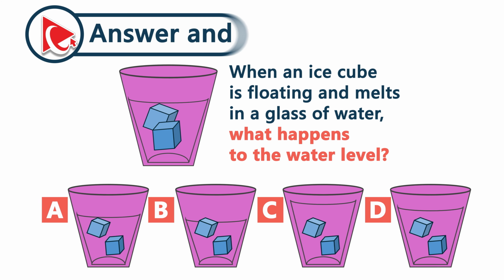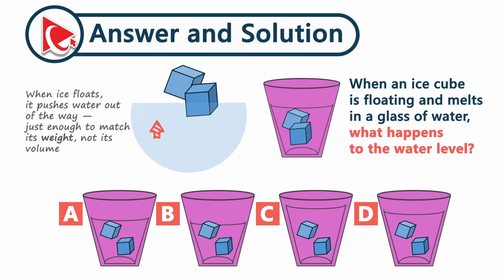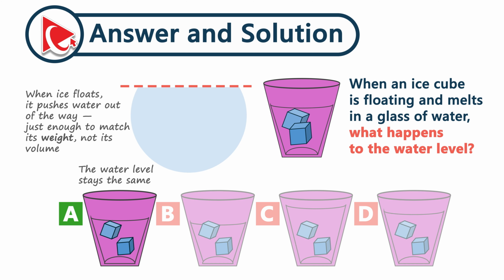Have you ever wondered why your glass doesn't overflow when ice melts? Let's break it down. When ice floats, it pushes water out of the way, just enough to match the weight, but not the volume. That's the key. Ice takes up exactly the space it had originally displaced. So the final answer is choice A.